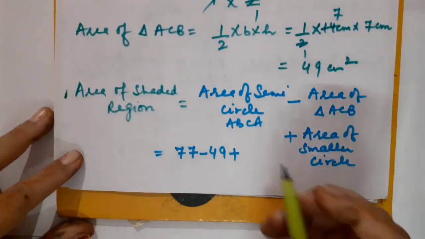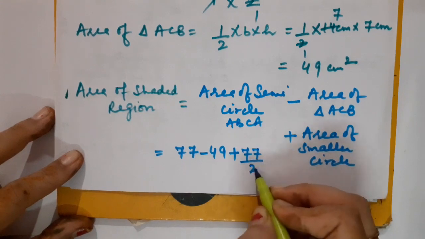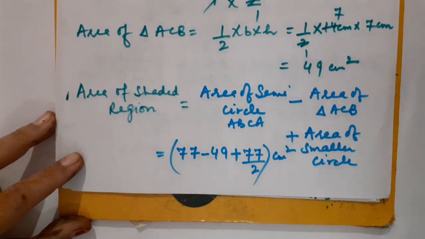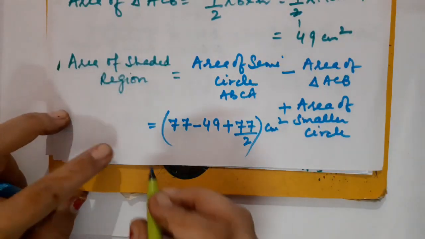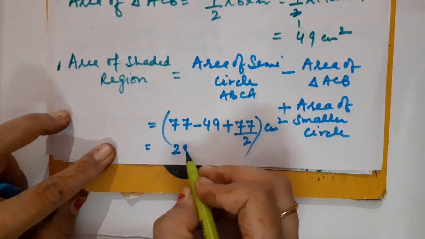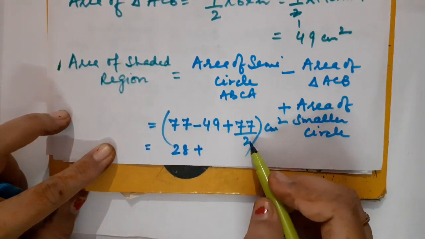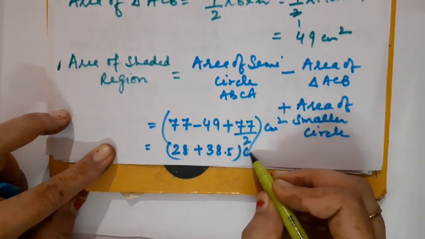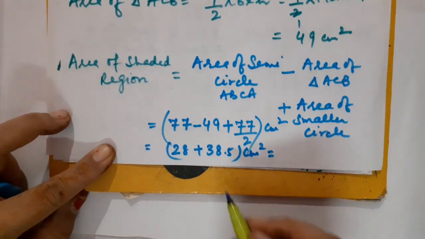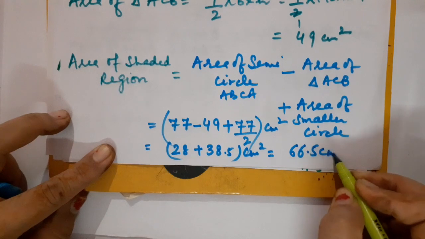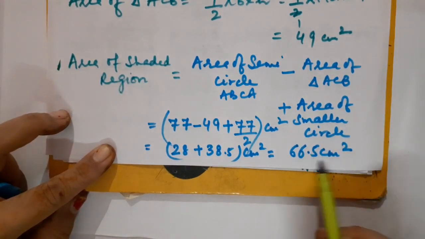Okay. So this would become 77 by 2. I can just make a big bracket and write down centimeter square once. So children, let us simplify it. 77 minus 49 will give you 28, plus 77 divided by 2, that is 38.5 centimeter square. Correct? So let us add them. So you will be getting 66.5 centimeter square. So children, this is the area of the required shaded region.